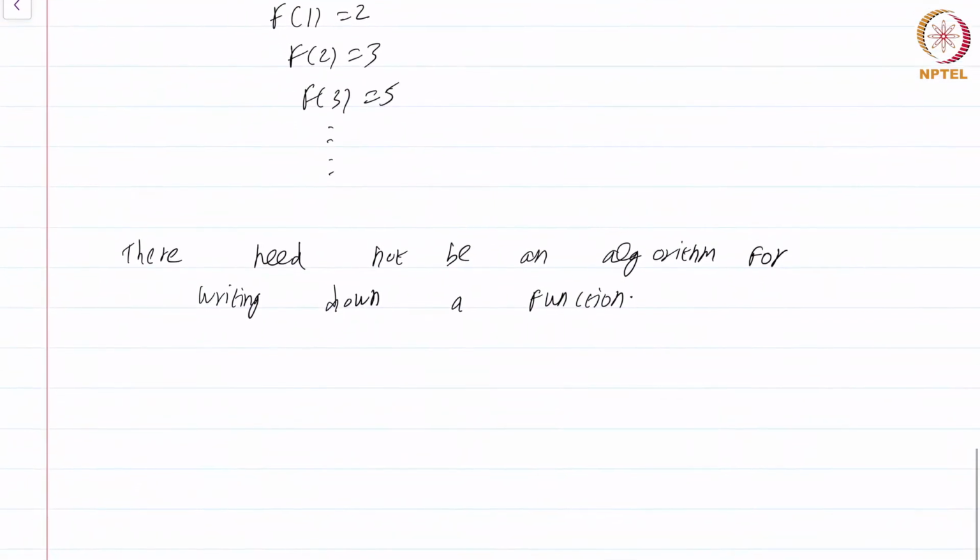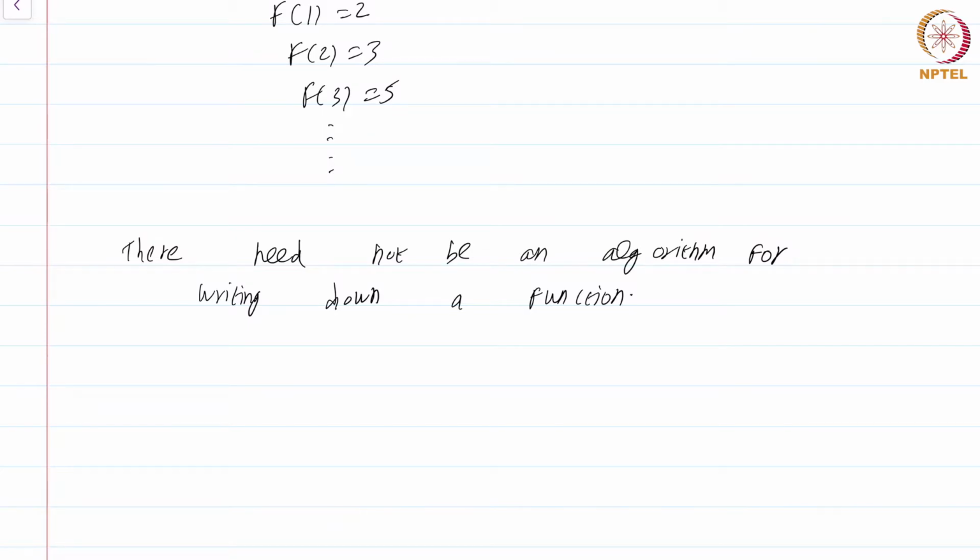An example of that is quite involved. I'll just content myself to say that there are many functions. In fact, most functions cannot be described by algorithms. Functions from natural numbers to natural numbers itself, not just functions from R to R. If you take f from N to N, most functions cannot be computed using an algorithm, let alone a formula.